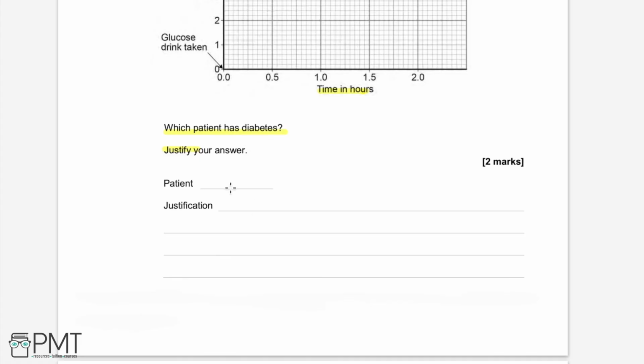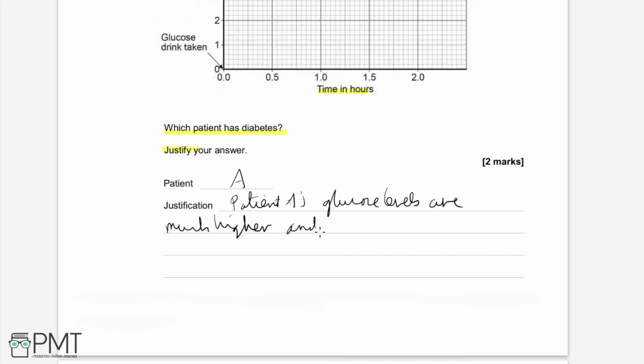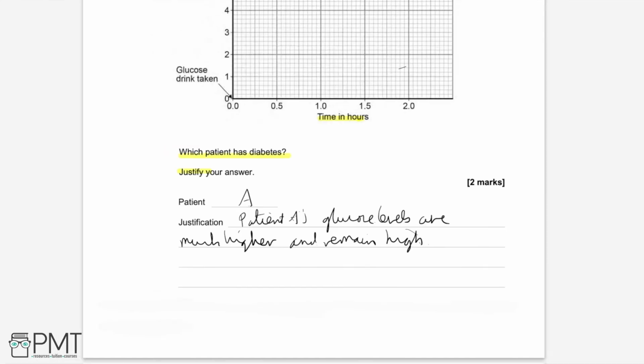Therefore, patient A has diabetes. So that's our answer, patient A. And the reason for this, and you get 2 marks here for the justification, are that the glucose levels are much higher and they remain high. So, as we previously discussed, both of the marks come from the justification, from stating that the glucose levels are higher and that they remain high.